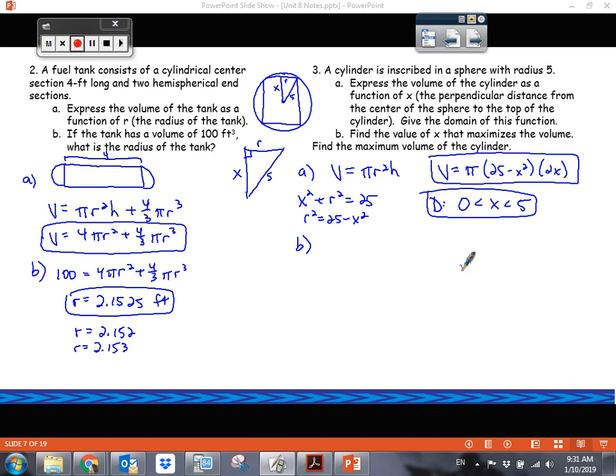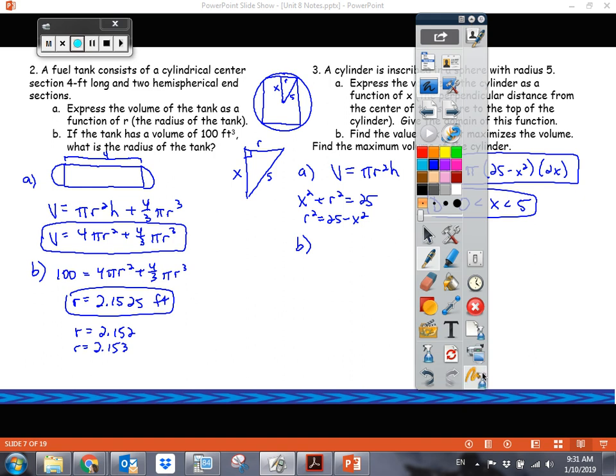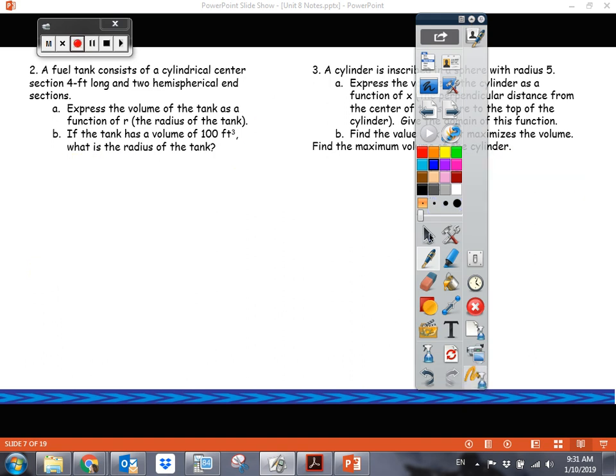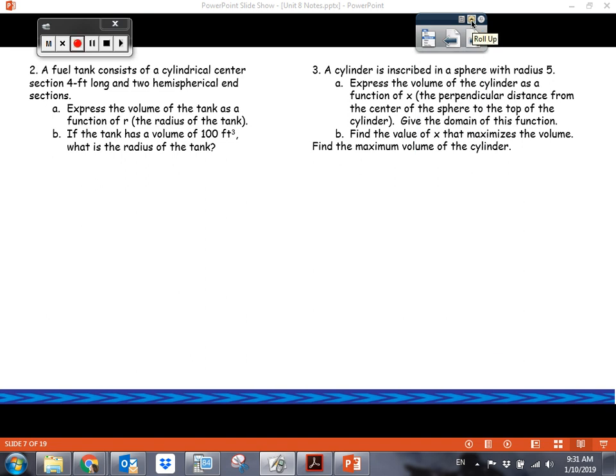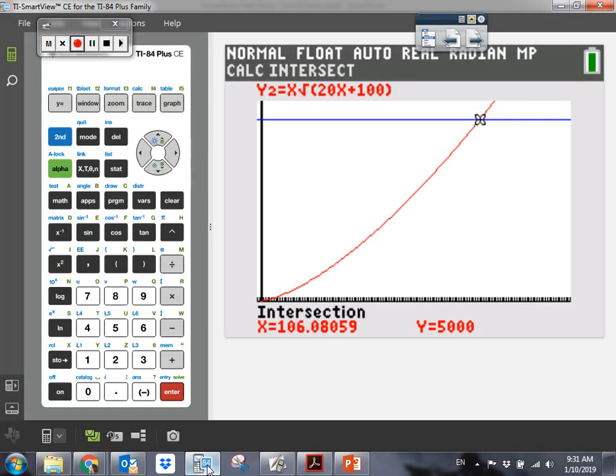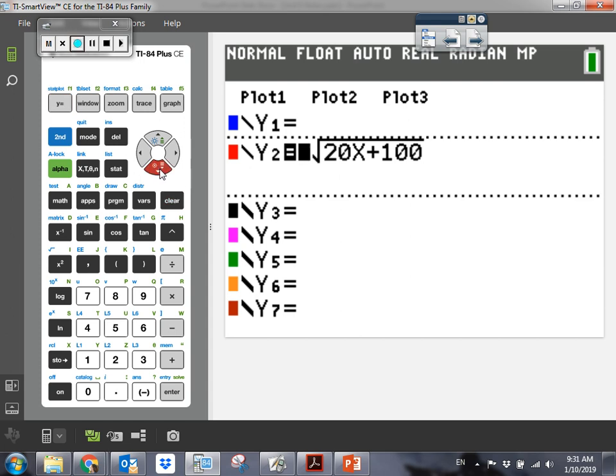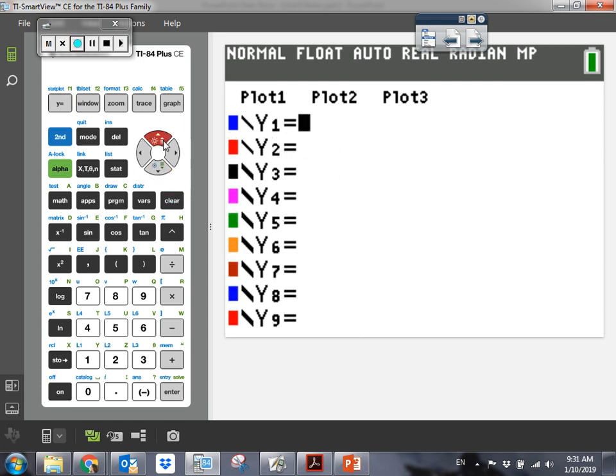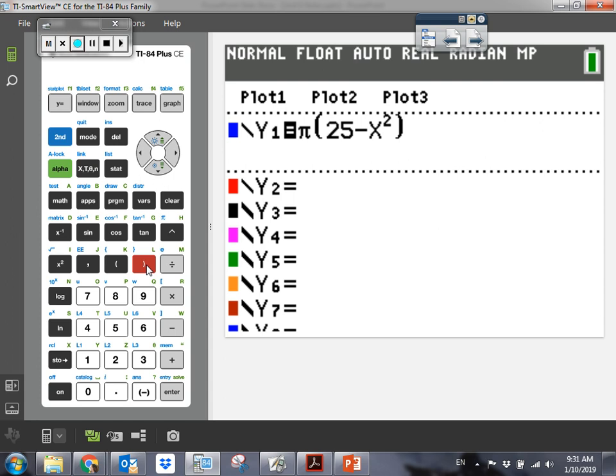Okay, so I need to erase. Let's go to our calculator one more time. We're going to go to y equals and clean that out. And I'm going to put in the equation that we got, which is pi, then open a parenthesis, 25 minus x squared, close parenthesis, and then we had 2x, close.